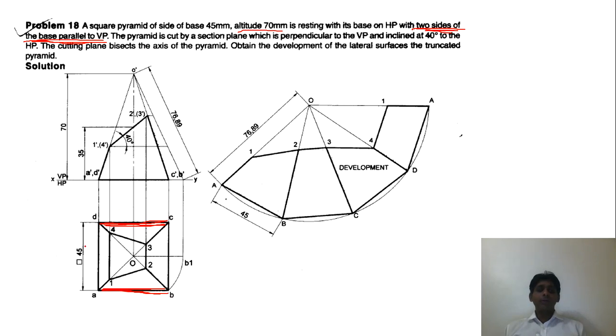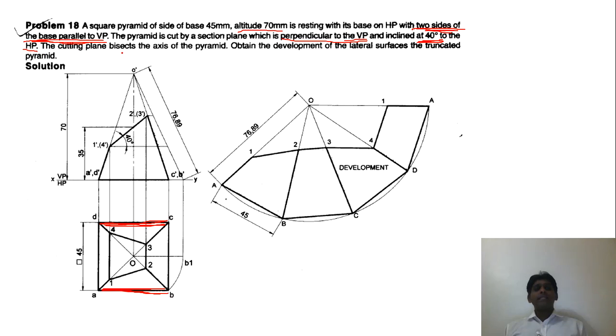Okay, and we know that if we place it like this, we will not be having the true length. So we have to obtain the true lengths. Okay, let us see how to do that. First, we will go through the problem completely. The pyramid is cut by a section plane which is perpendicular to VP and inclined at 40 degrees to HP. In most cases, the plane is going to be perpendicular to VP and inclined at some angle to the horizontal plane.